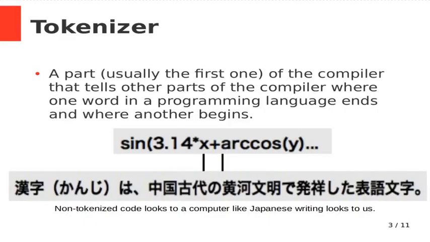So, about the Tokenizer. The Tokenizer is a part of the compiler, and it's usually the first part of the compiler that tells other parts of the compiler where one word in a programming language ends and where another begins. In English, that is easy to do because words are separated by spaces. Programming languages are more like Japanese writing than like the Latin alphabet.